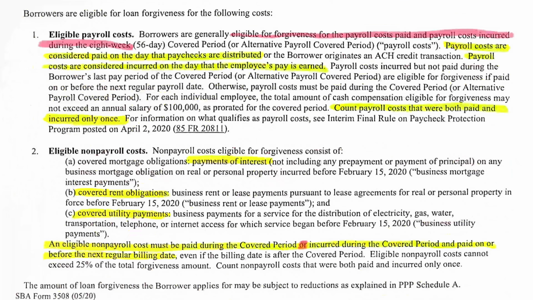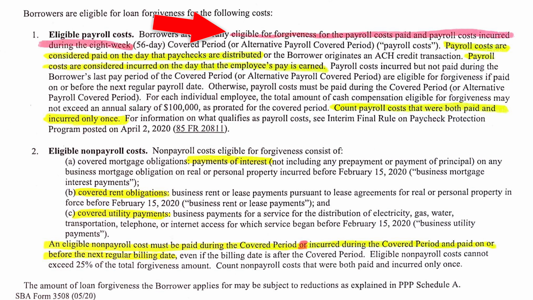But you still have the money, so it's going to be a traditional loan at 1% with the PPP money. And then here's the breakdown on the two parts to the PPP loan: the eligible payroll costs and the eligible non-payroll costs. So starting with these eligible payroll costs, eligible for forgiveness for payroll costs paid and payroll costs incurred.